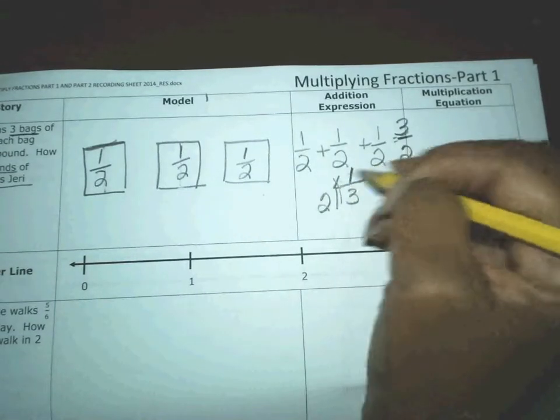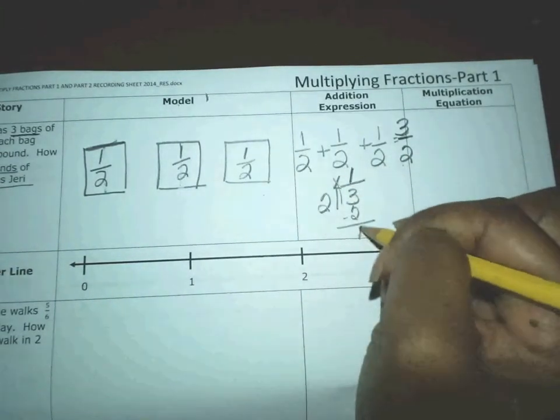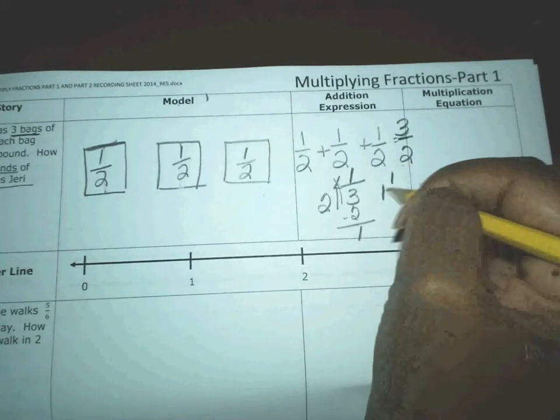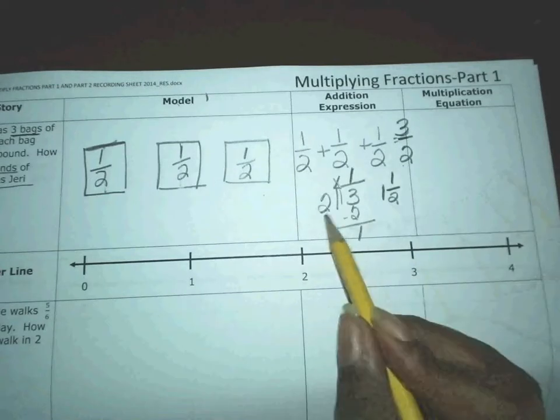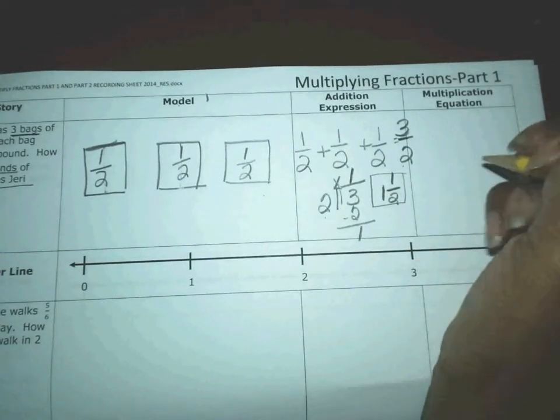2 goes into 3 one time. 1 times 2 is 2. 3 subtract 2 is 1. Your remainder is 1. So your answer is 1. Your remainder is the new numerator, and your denominator is 2. It stays the same. So this would be your answer.